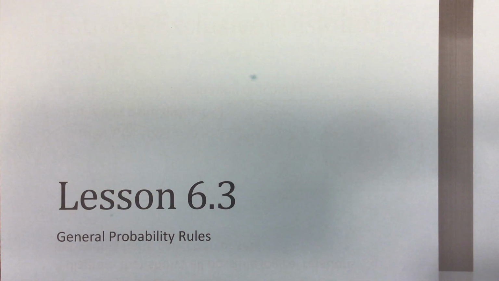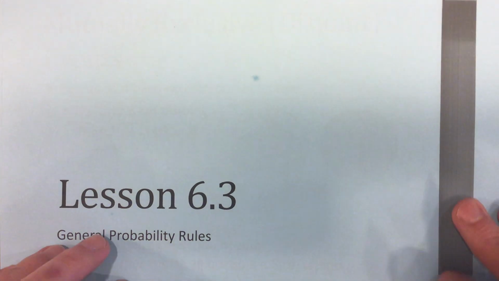Welcome one and all to the third and final installment of Chapter 6. Today's lesson is really the key. If you completely understand today's lesson, you pretty much understand the other two, because today we're covering the general probability rules, meaning these rules work in any scenario. So you don't have to worry about is it disjoint or not, is it independent or not. These rules always work.